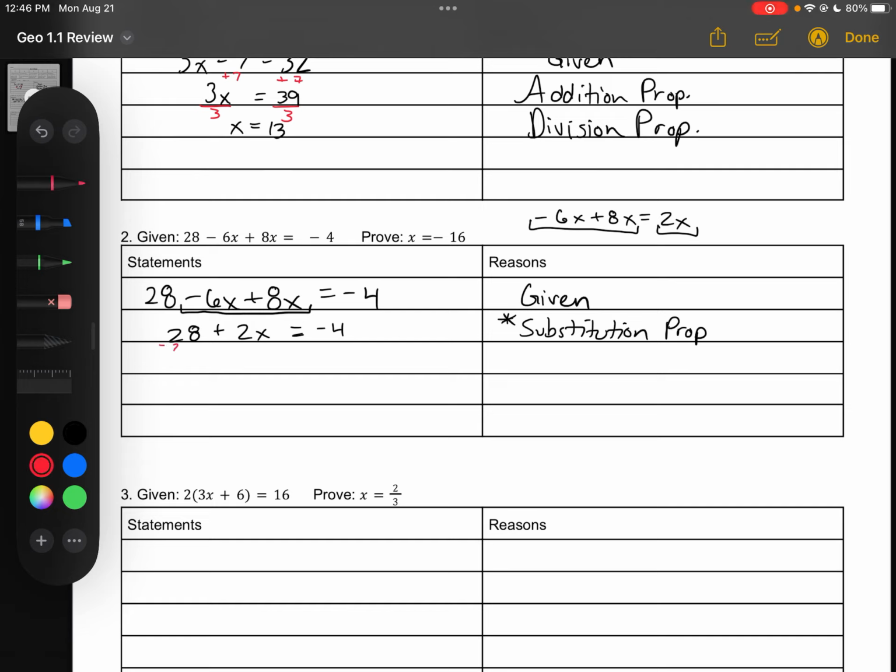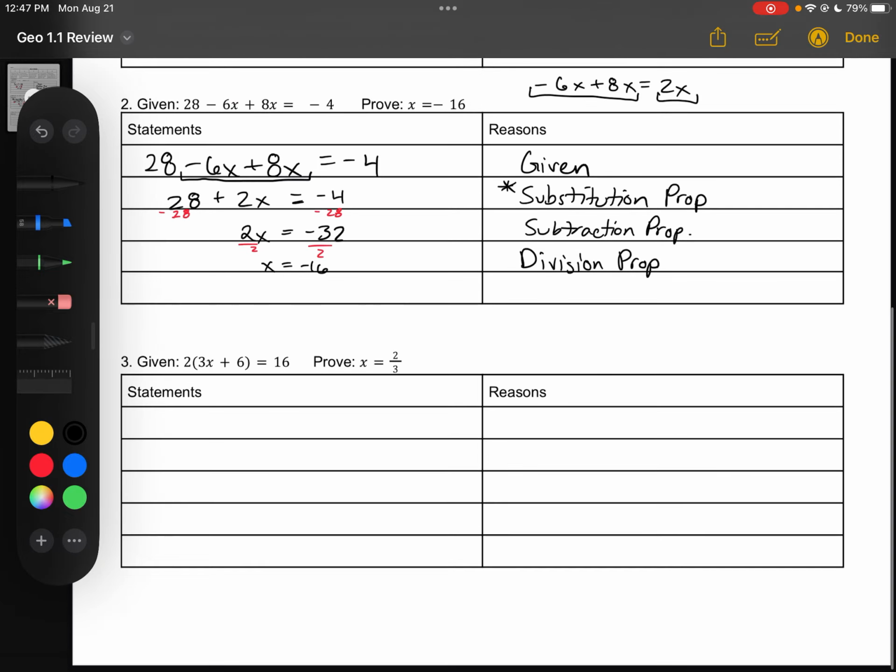Next, we just follow the steps like we did above. So subtracting 28 from both sides. So again, it's not actually part of our proof, it's just what we're doing. So in black, that is the proof itself. So 2x equals negative 32. And again, we subtracted. That's going to be our subtraction property. And then last step here, dividing by 2. That's going to be our division property.